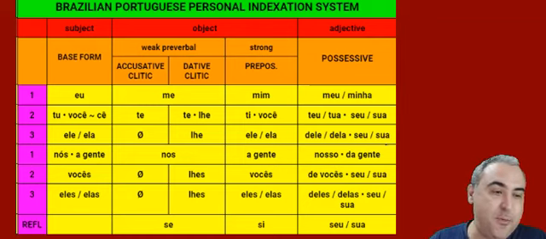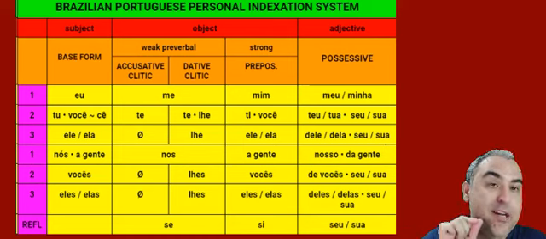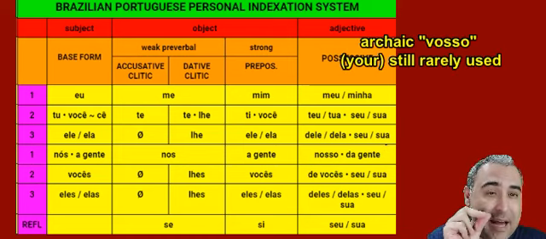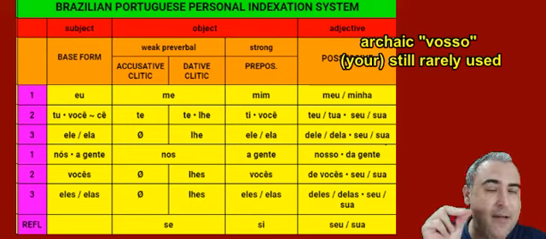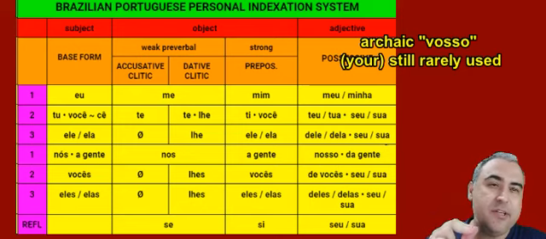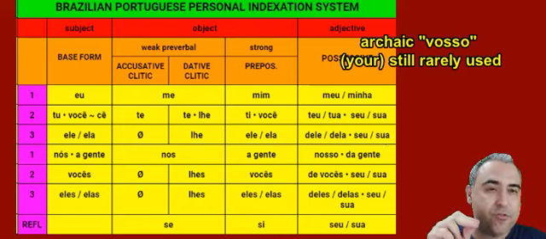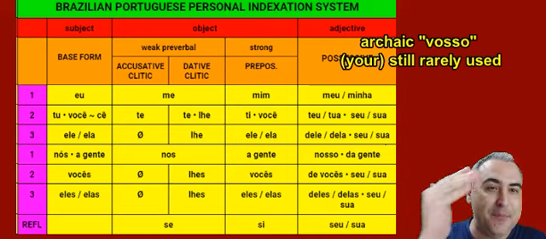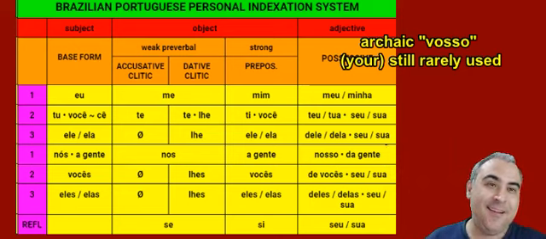For the second person plural, you can use seu and sua also, but you can use de vocês. Some people still use the archaic vosso, but that's a little formal, but it's still alive. It's almost gone, almost extinct. But some people still use vosso, precisely because there is no clear way to indicate that something belongs to you people. So if you use seu it is so confusing.